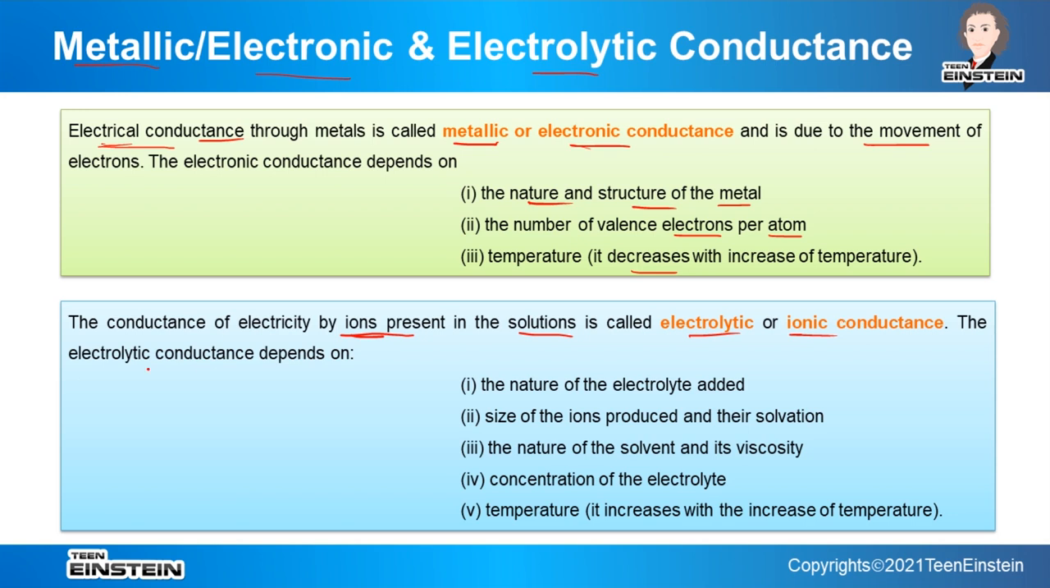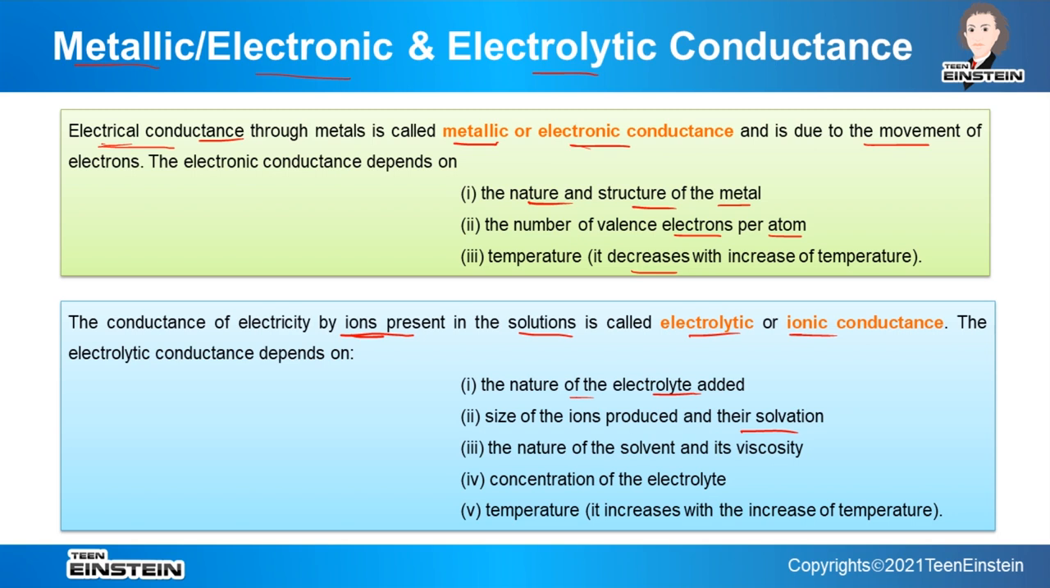This electrolytic conductance depends on the nature of the electrolyte added. What type of electrolyte is it? Is its dissociating power very high or low, that is, whether it is a strong electrolyte or weak electrolyte. That is the nature of the electrolyte. Then the size of ions produced, the ions that we are getting from the electrolytes, whether they are small or large, and their solvation, that is how much solvated the ion is.